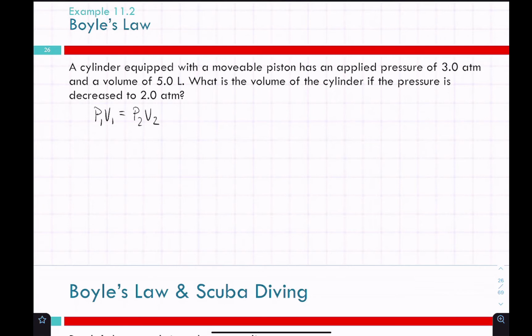So a lot of this will come down to identifying what type of units are given. So here we've got atmospheres, which is a unit of pressure. So we'll say, okay, that's a pressure. And then we've also got units of liters. So that one's going to be a volume. And then we're given another unit here, atmospheres again, which is another unit of pressure.